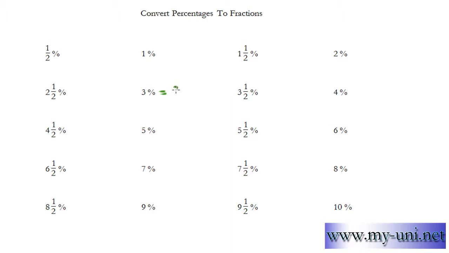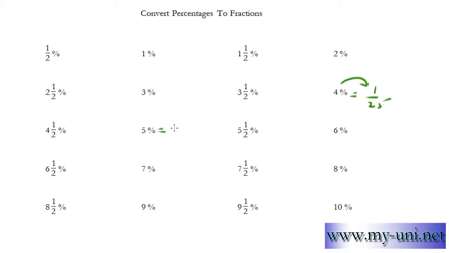3%, same deal, divide 3 by 100, and you've simply converted 3% into a proper fraction, and this fraction cannot be simplified any further. So 4%, same deal, divide 4 by 100, and you have converted 4% into a fraction. You can simplify this fraction. 4 times 1 is 4, 4 times 25 is 100, so 1 over 25. So 4% can also be written as 1 over 25. This is a proper fraction again.